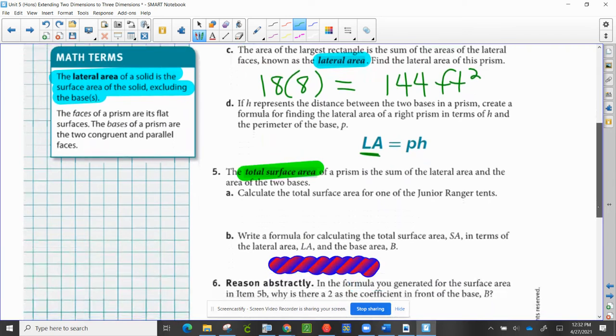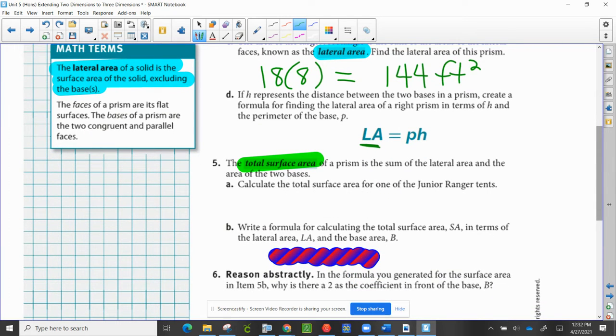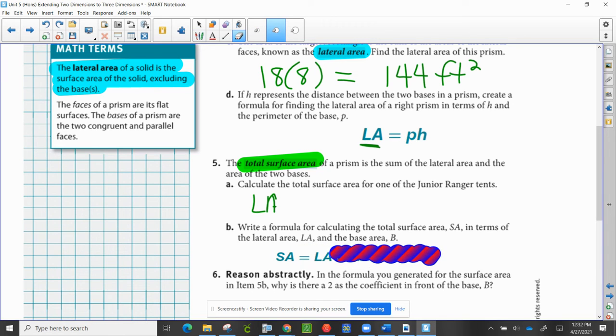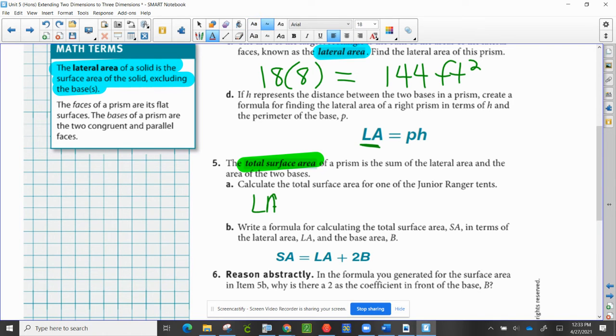Okay? Now, the total surface area of a prism is the sum of the lateral area and the area of your two bases put together. So you take your LA, which I think actually is down here. So this total surface area will be your lateral area plus the area of your two bases. Now remember, big B is the area of the base.